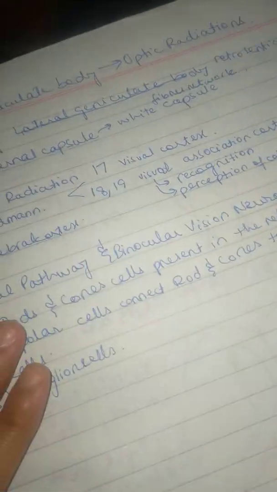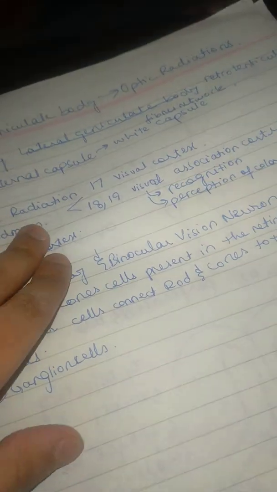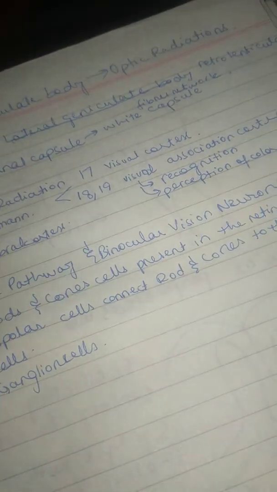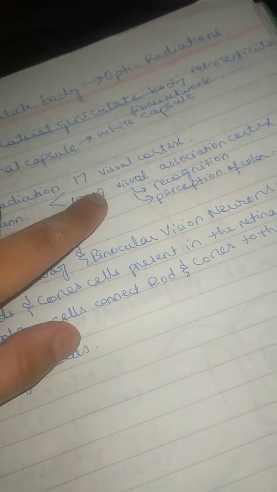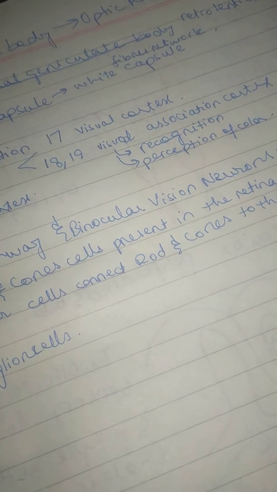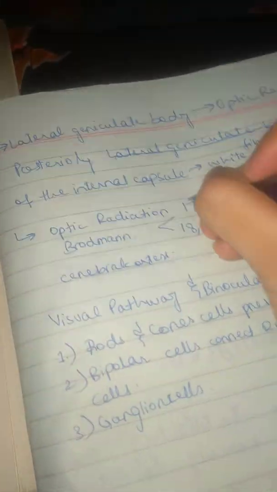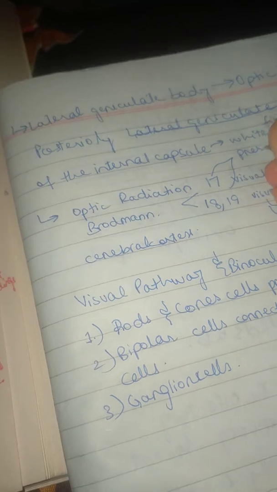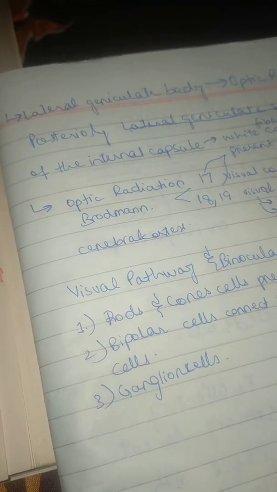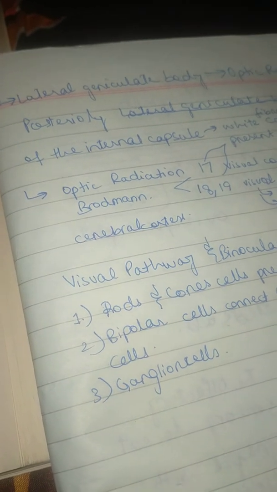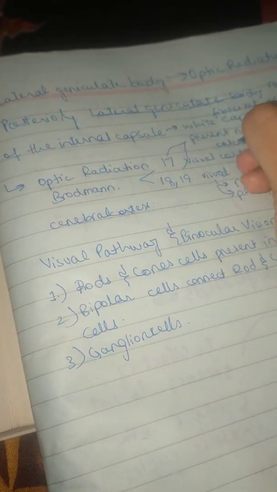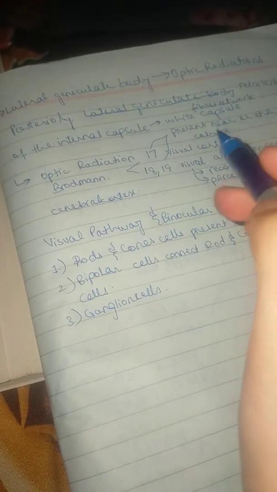Okay, and another important point I forgot to tell you related to the cerebral cortex is that the cerebral cortex containing the Brodmann regions 17, 18 and 19 is present at the lips of the calcarine sulcus. What is the calcarine sulcus? Basically, it is a depression that is present in the posteromedial part of the occipital lobe of the brain.